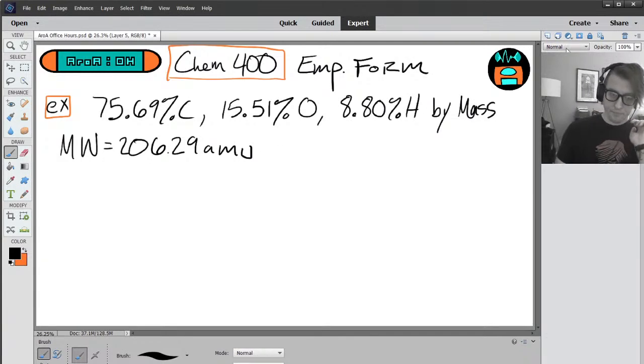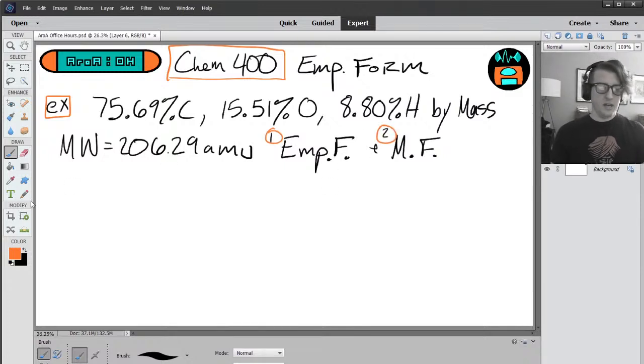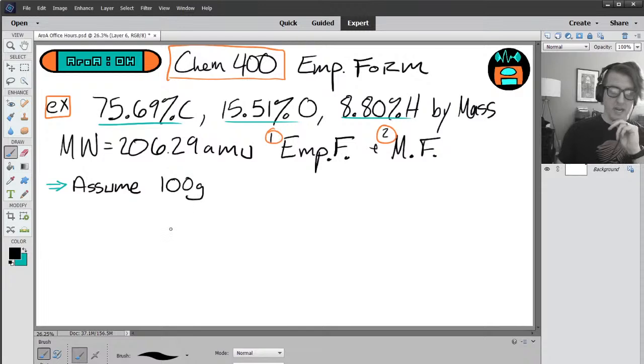All right, so we want the empirical formula and the molecular formula, and we have to take this in steps. In order to find the molecular formula, you first need the empirical formula. So we're going to begin with the calculation for empirical formula. Whenever you're given percentages of each element in the compound, you want to assume that you have 100 grams.